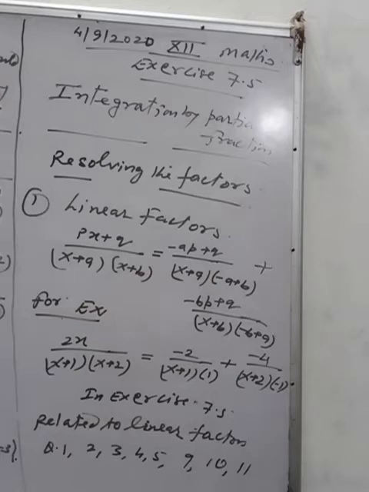So factors may be of different types, such as linear factors. Linear means each factor contains one degree in the x variable. For example, px plus q, meaning there may be a term of x in the numerator, upon x plus a, x plus b. Both are linear factors. Why? Because in both, the degree of x is 1, 1. So how can you resolve?